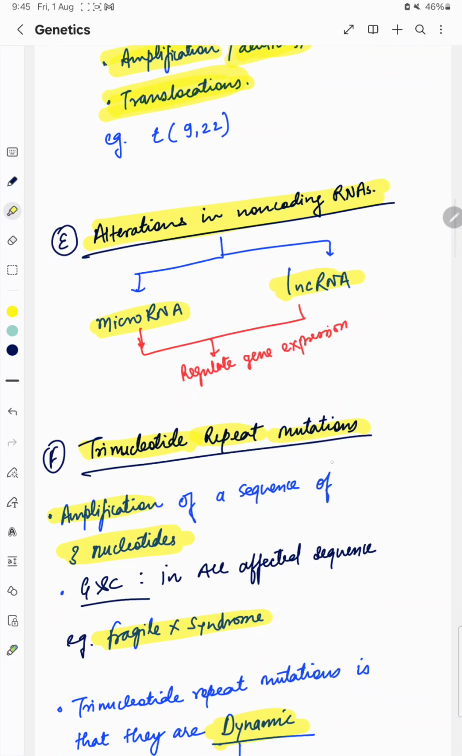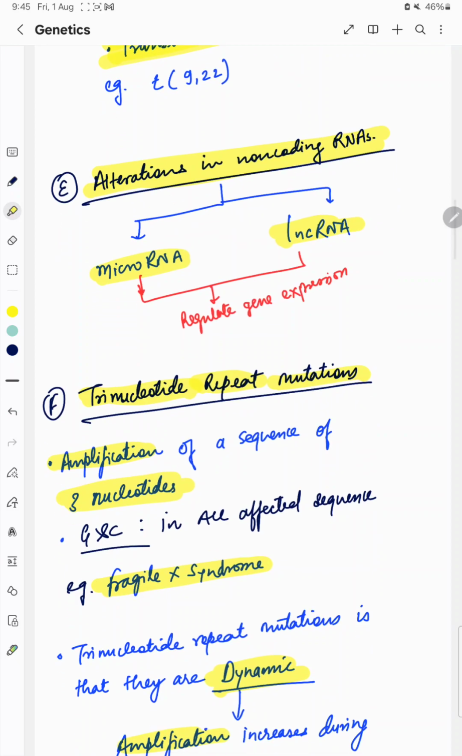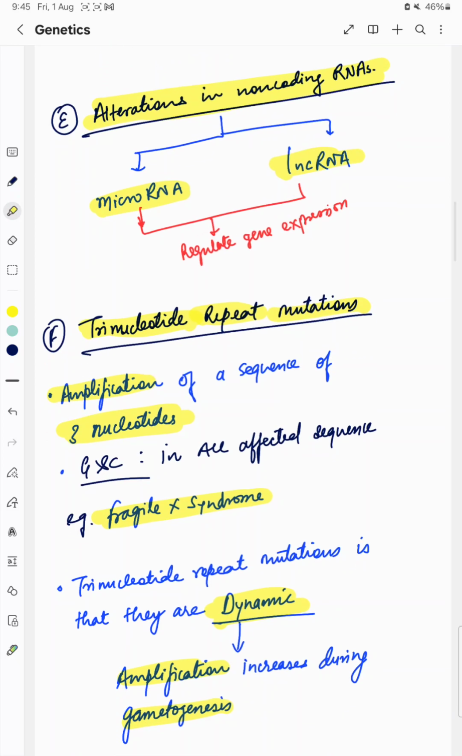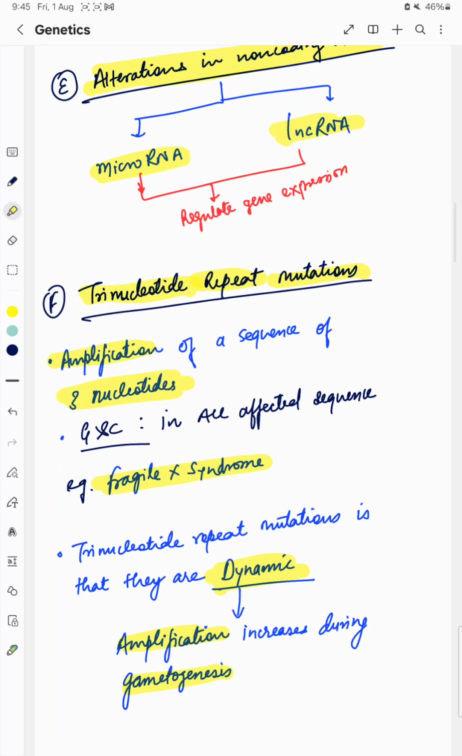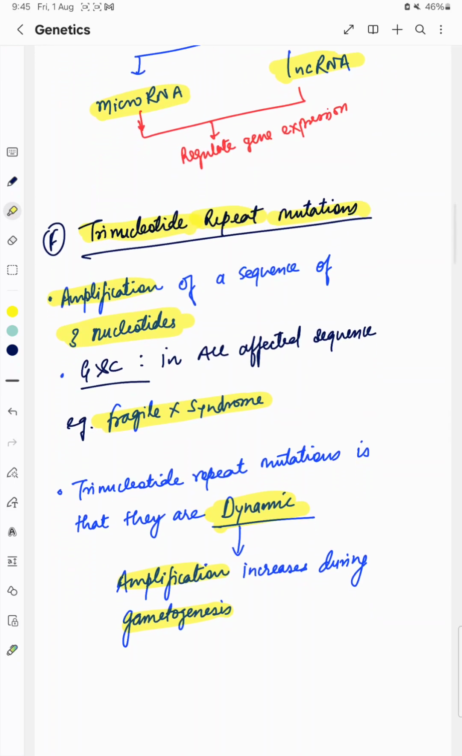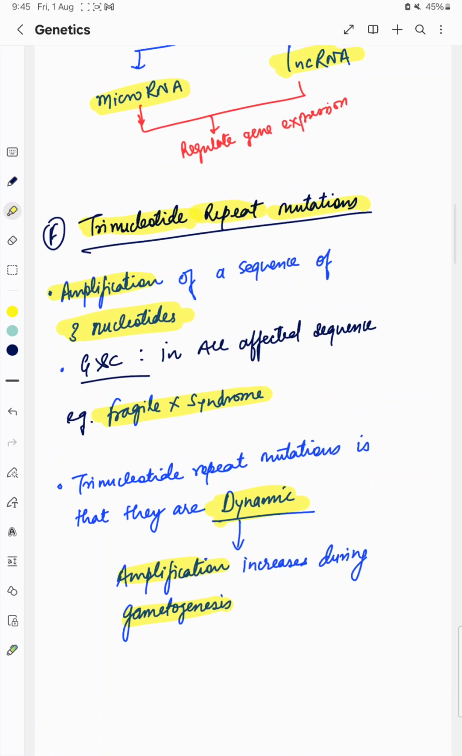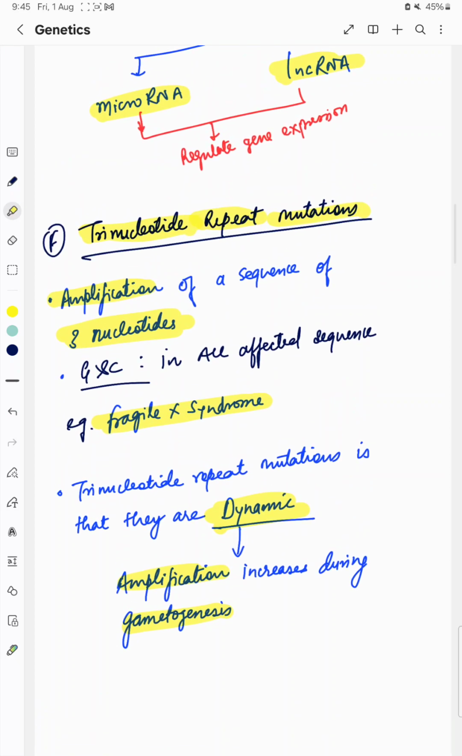Trinucleotide repeat mutation, amplification of a sequence of 3 nucleotides. They involve guanine and cytosine in all the affected sequences. For example, Fragile X syndrome. Trinucleotide repeat mutations are dynamic and amplification increases during gametogenesis. We will discuss all these disorders in detail later on.